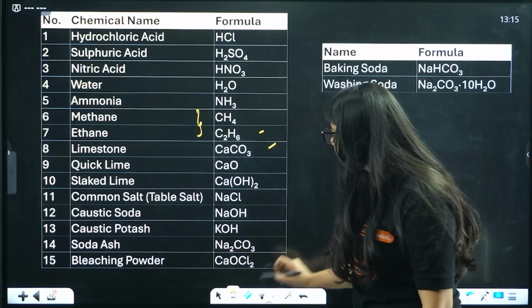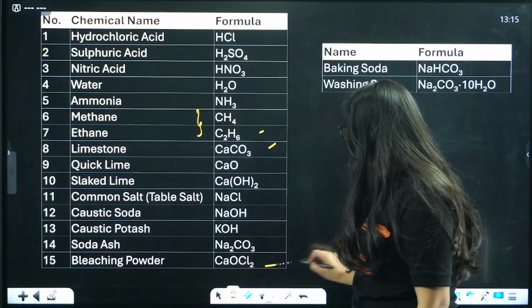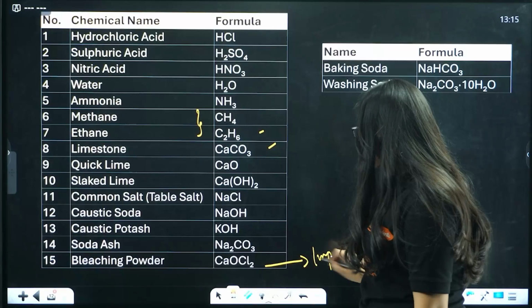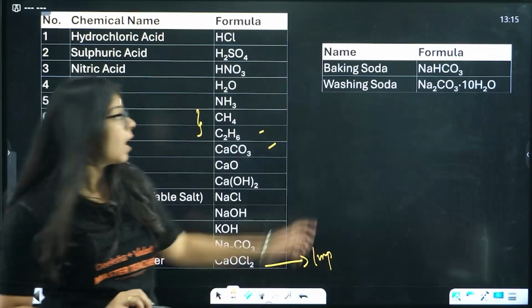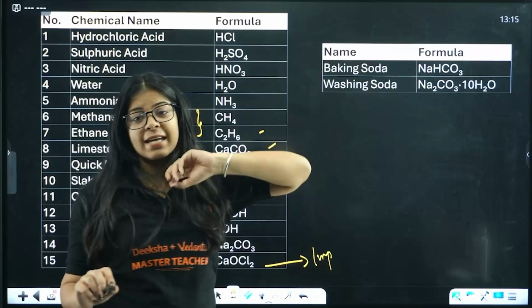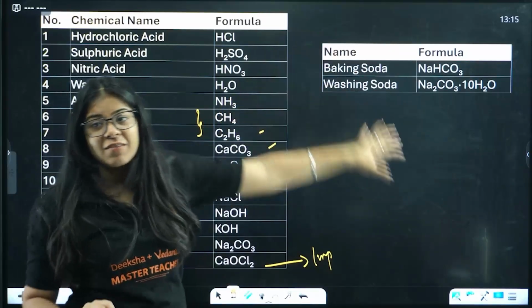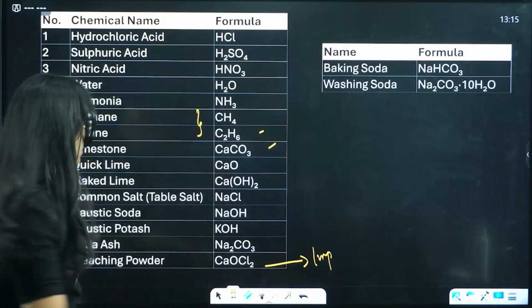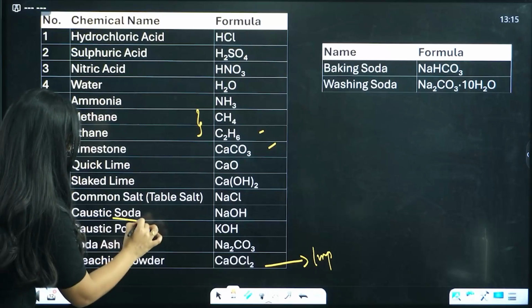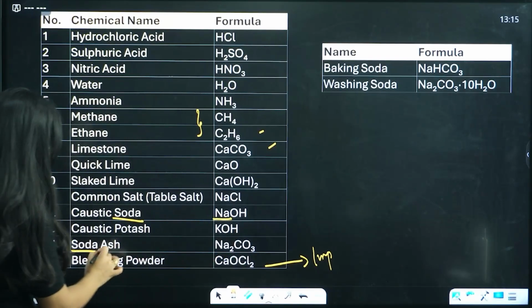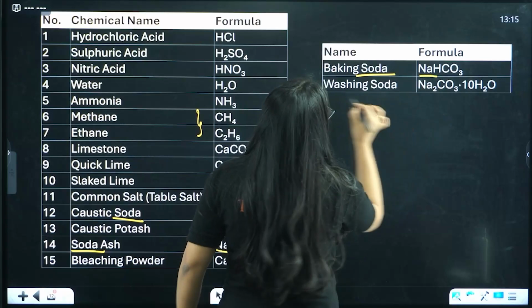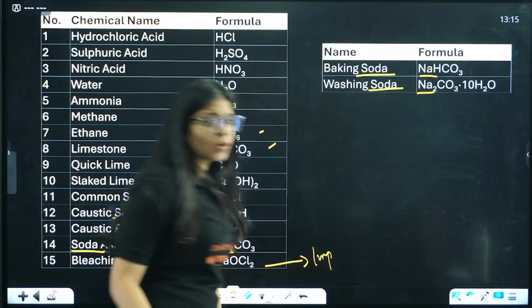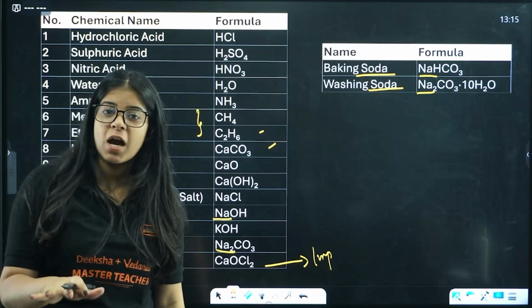Okay. Then bleaching powder, CaOCl2. This is very important. CaOCl2 will be your bleaching powder. Baking soda, again very important, NaHCO3. See, everywhere soda is coming, there is Na. Remember, soda, Na. Then we have soda ash, Na. Then we have baking soda, Na. Washing soda, Na. So you can remember anywhere where soda comes, it's Na.